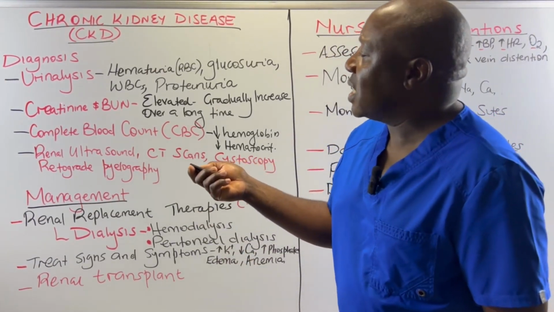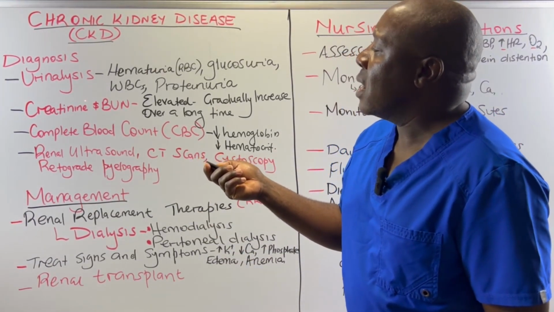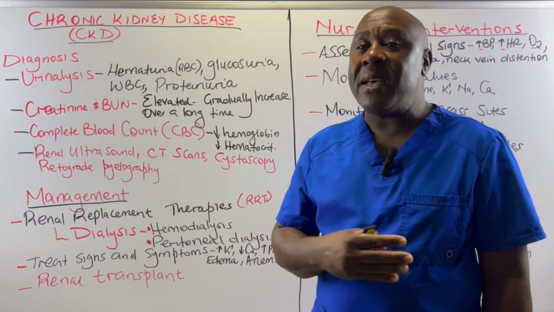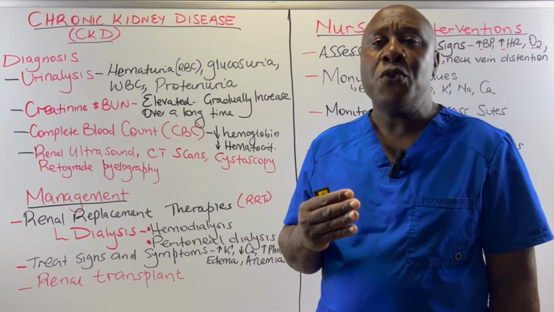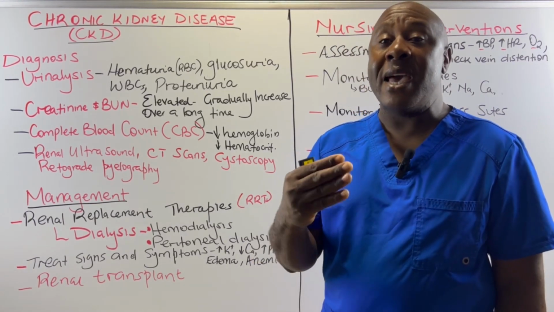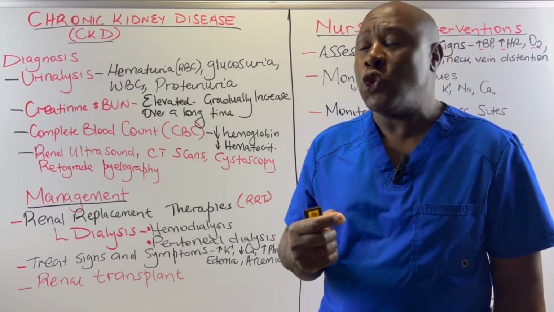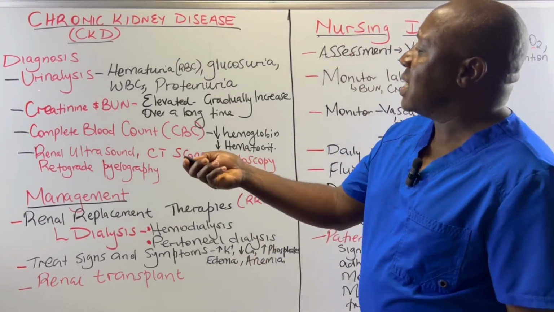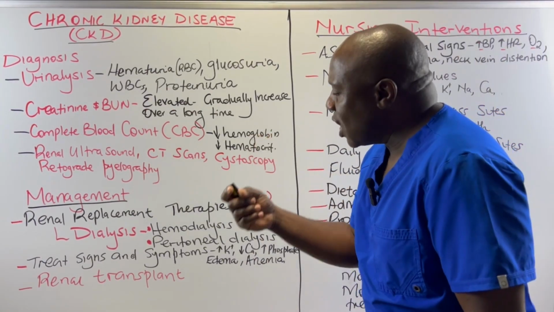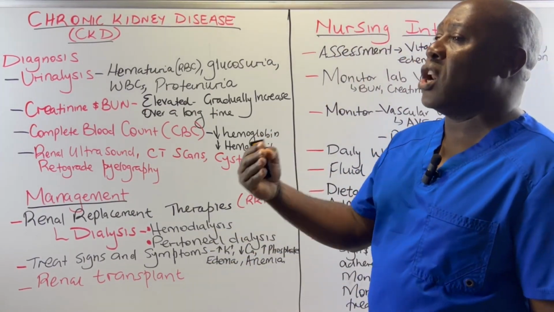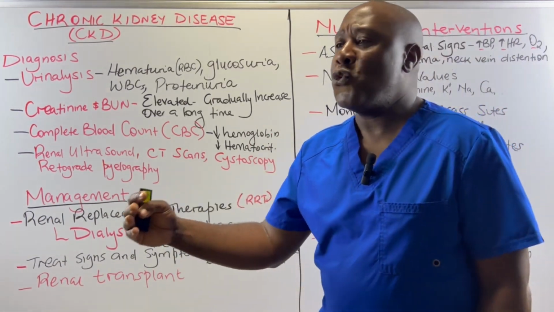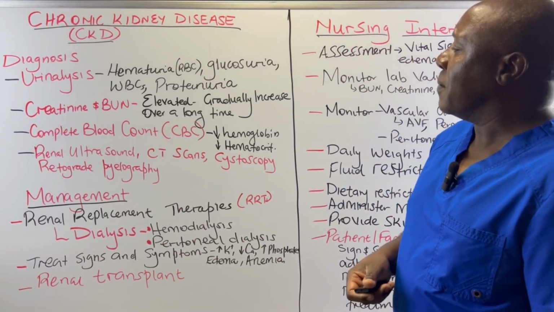Then we have got creatinine and BUN levels. Creatinine, as we said, is the best indicator of kidney function. So if the levels of creatinine in our bloodstream are elevated, then that points to a problem. Now, if this creatinine and BUN levels are elevated and gradually increase over a long time, then this indicates progressive kidney failure, which is CKD.